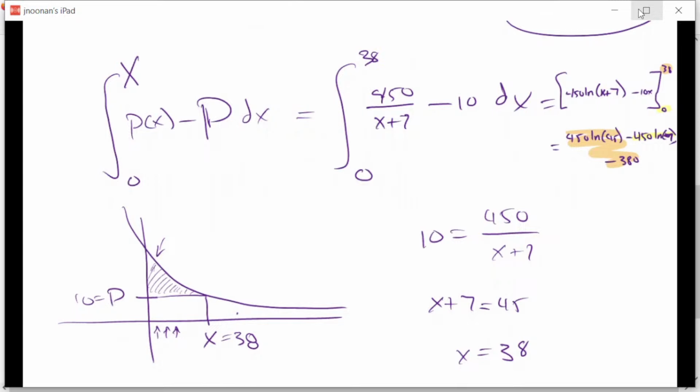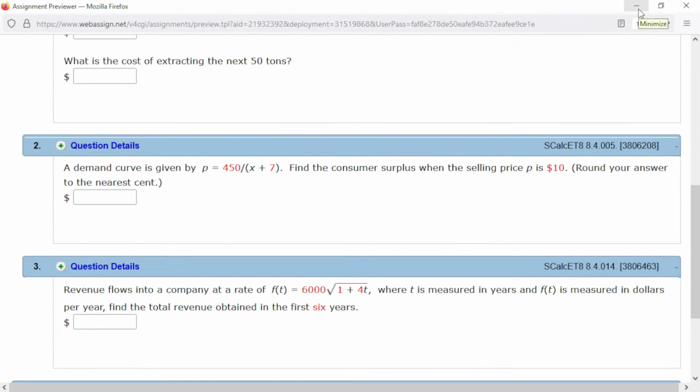Oh, excellent. All right, is there anything else from this particular assignment that's a problem? That last one, was the last one special? Oh, no, that was boring. Revenue flows into a company at this rate. Yeah, so this is another one that's just like a Calc 1 problem, just the integral of that over the first 6 years. Boring. Yeah, the only one that was kind of exciting was the middle one. And because the middle one was exciting, I made the quiz like it, and I might have made the quiz a little too exciting.